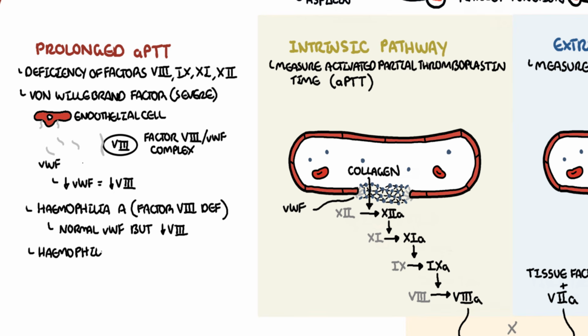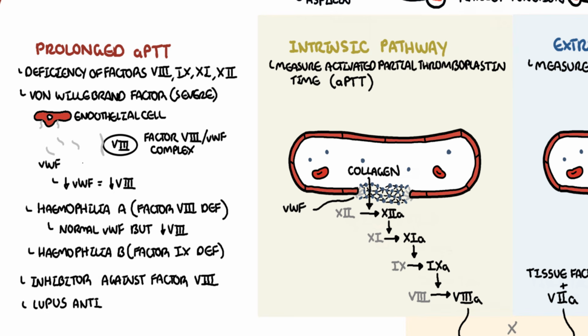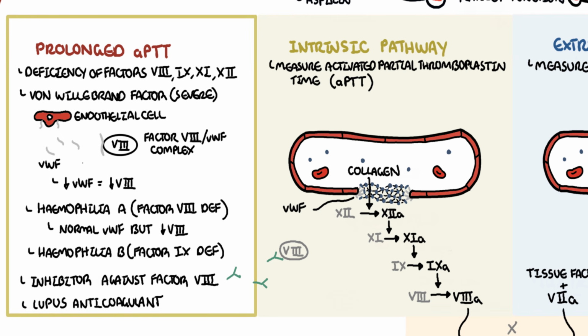Other causes include hemophilia B, which is a factor 9 deficiency. There can also be presence of inhibitors, such as inhibitors against factor 8, as well as lupus anticoagulant. Just going back to factor 8, interesting. Factor 8 inhibitors prevent factor 8 function, which is activating factor 10. This means clotting is not effective and one bleeds more easily.